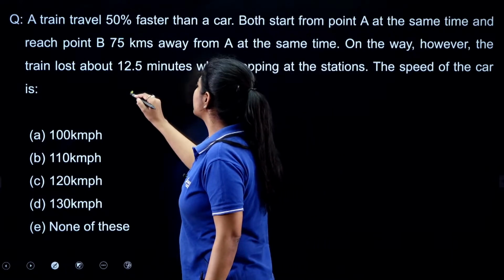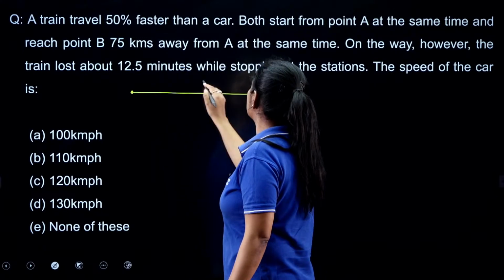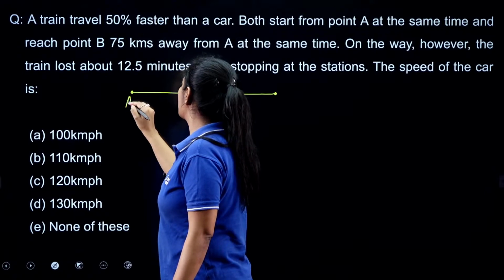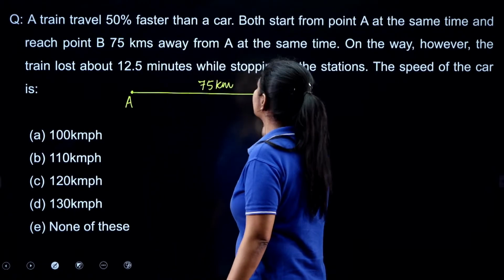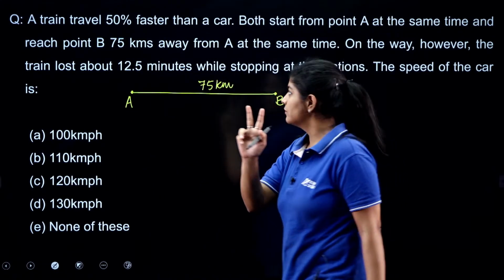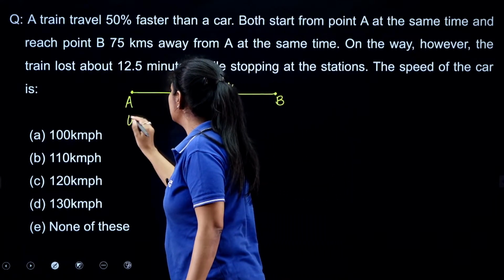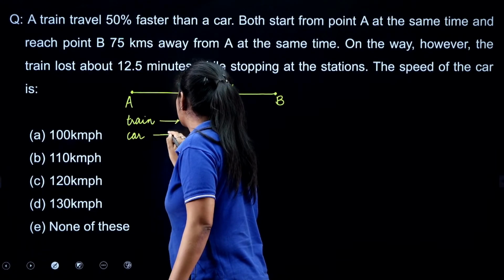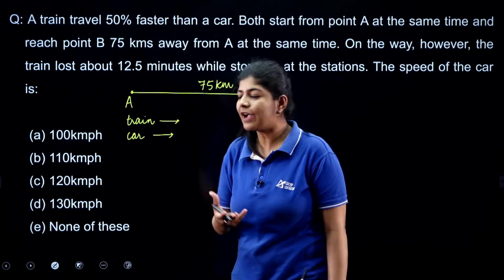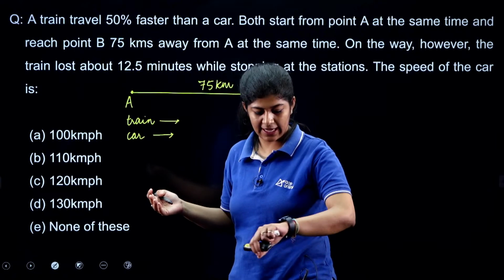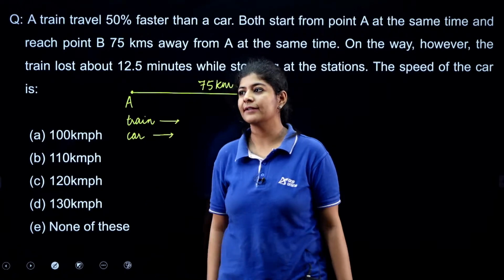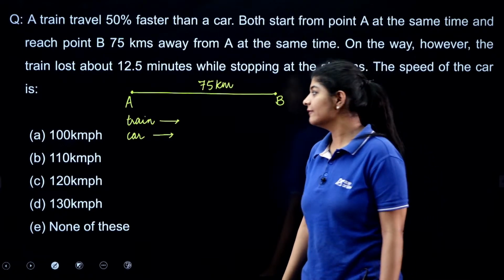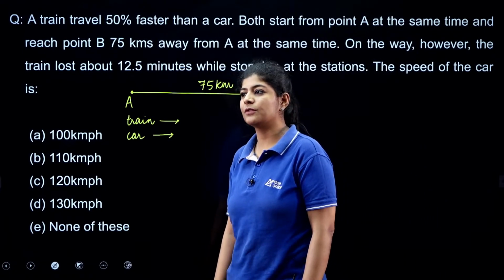We are having 2 points. This is point A and this is point B, and the distance between them is 75 kilometers. We are having two vehicles: the first one is the train and the second one is the car. The speed of the train is 50% higher than the speed of the car. Accordingly, we have to find the answer to this particular question.